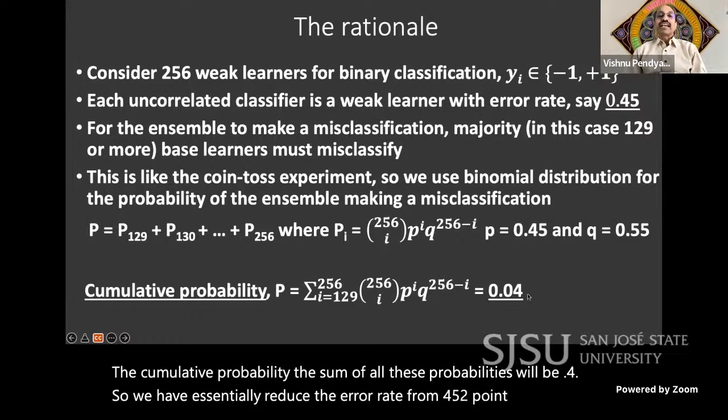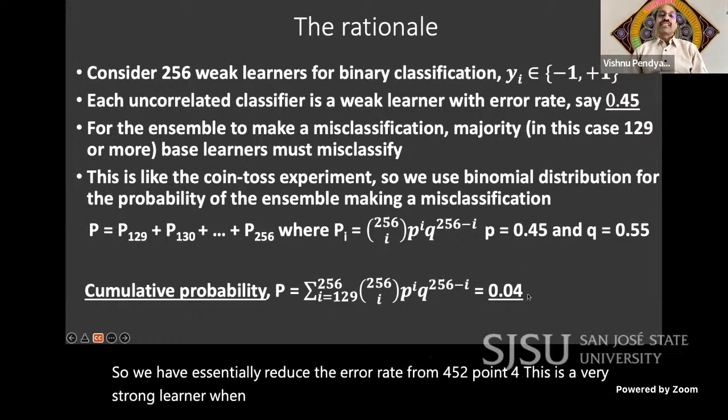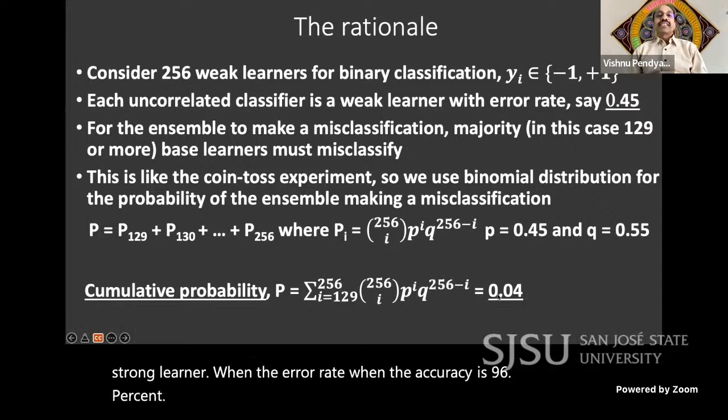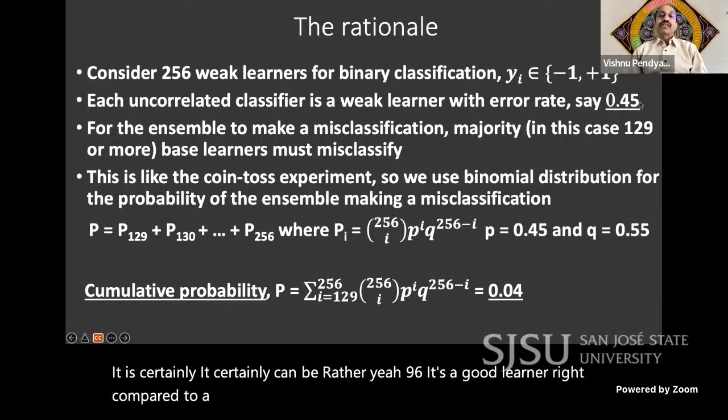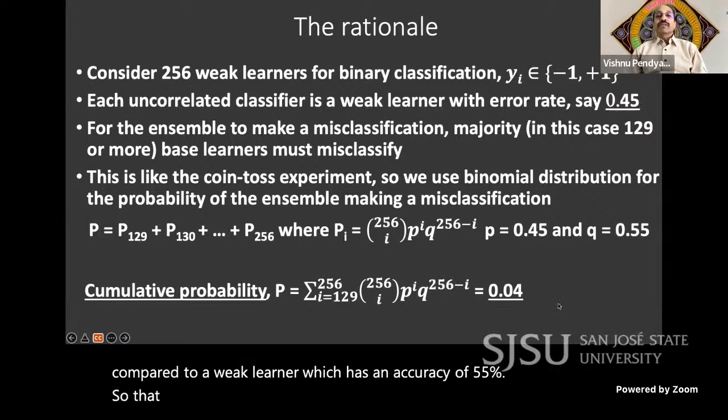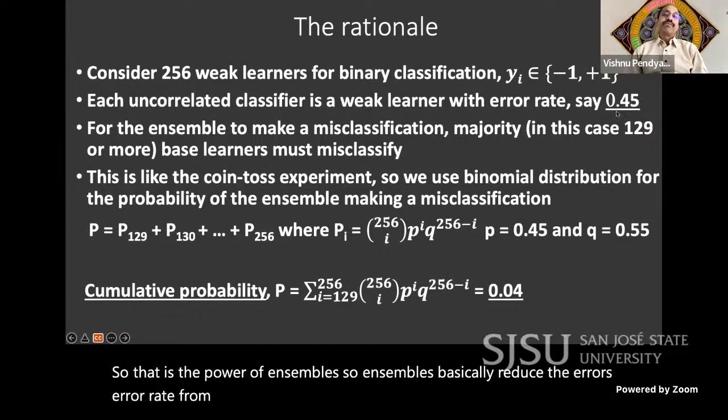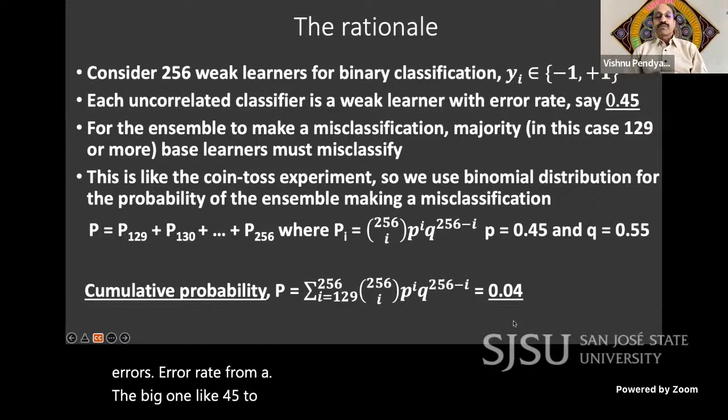This is a very strong learner. When the accuracy is 96%, it's a good learner, right? Compared to a weak learner, which has an accuracy of 55%. So that is the power of ensembles. Ensembles basically reduce the error rate from a big one like 0.45 to a really small value.